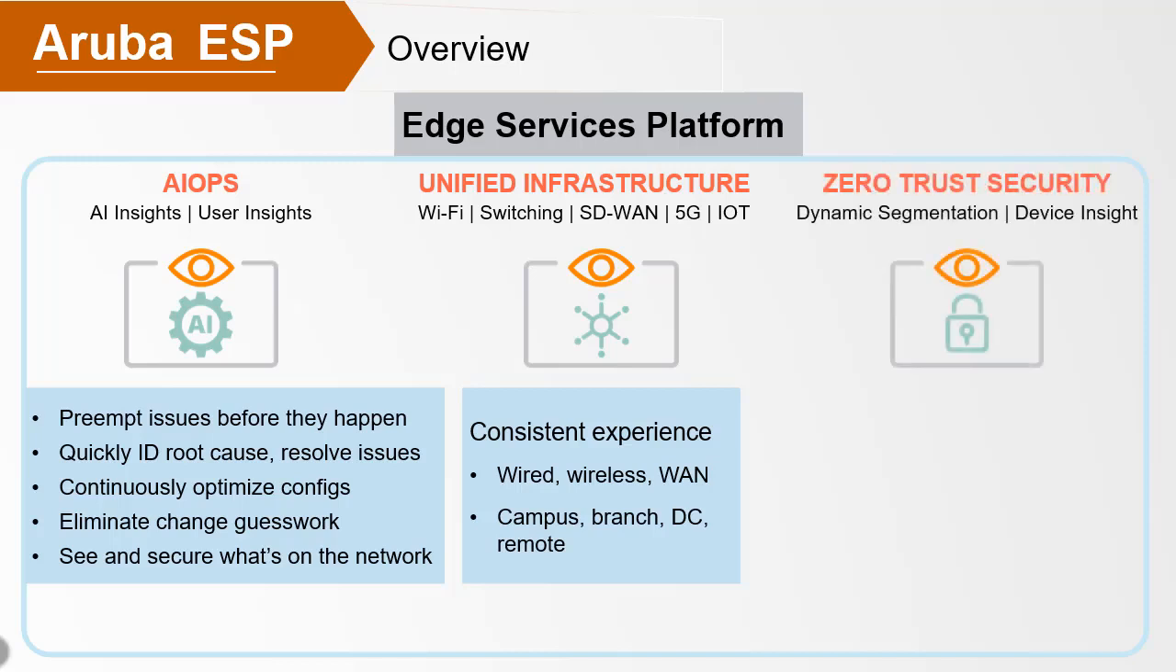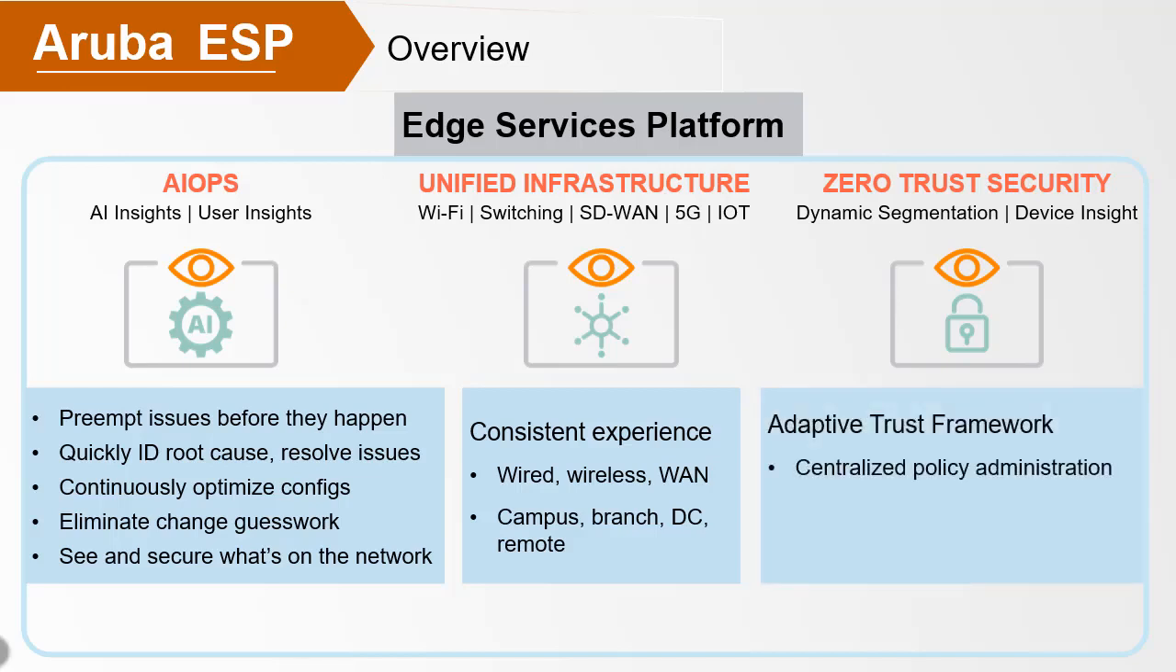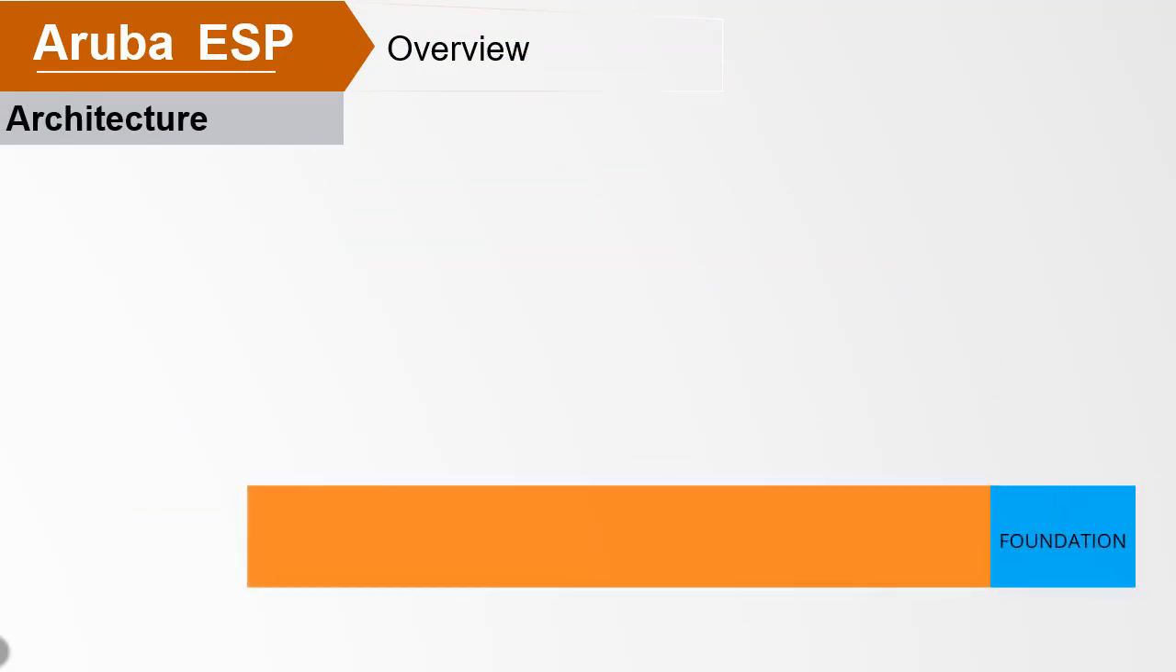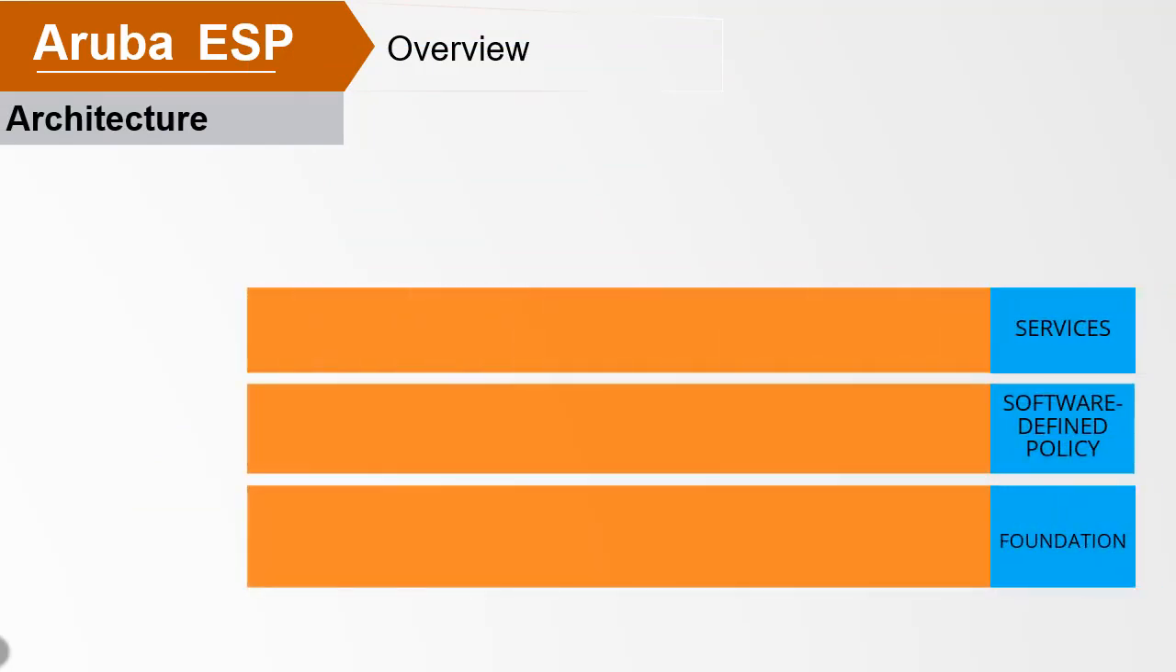Zero Trust allows our customers to address the increasing threats from IoT while also simplifying the process. It's an adaptive trust framework that centralizes policy administration. And dynamic segmentation delivers the microsegmentation needed for mobile devices and IoT, along with granular device visibility. So, let's take a look at the Aruba ESP architecture, which consists of 3 layers: Foundation, SD Policy, and Services, all managed and unified with Aruba Central.